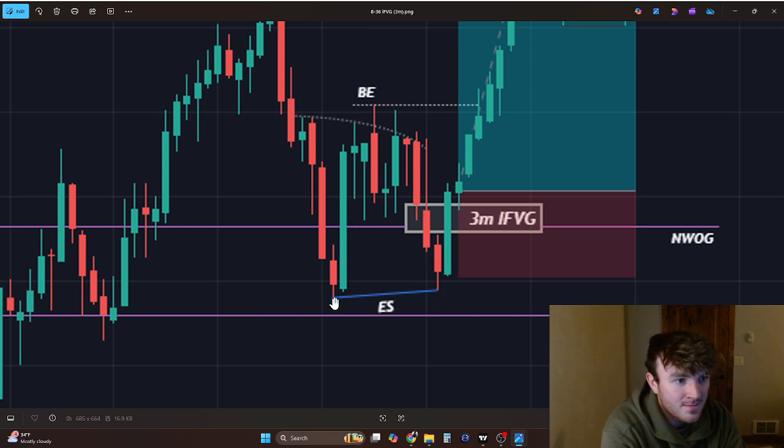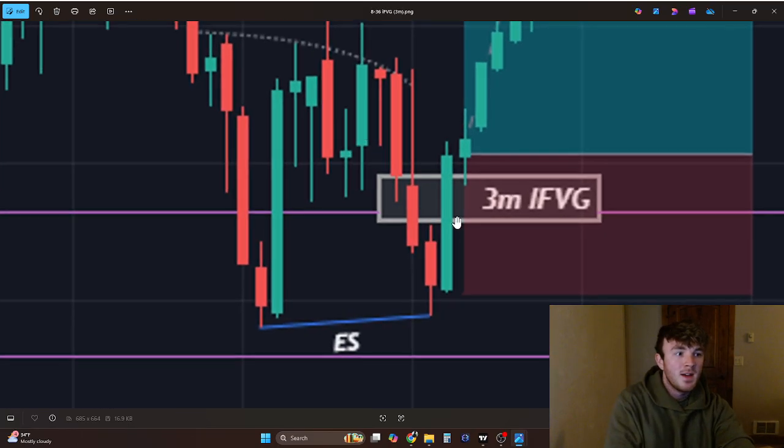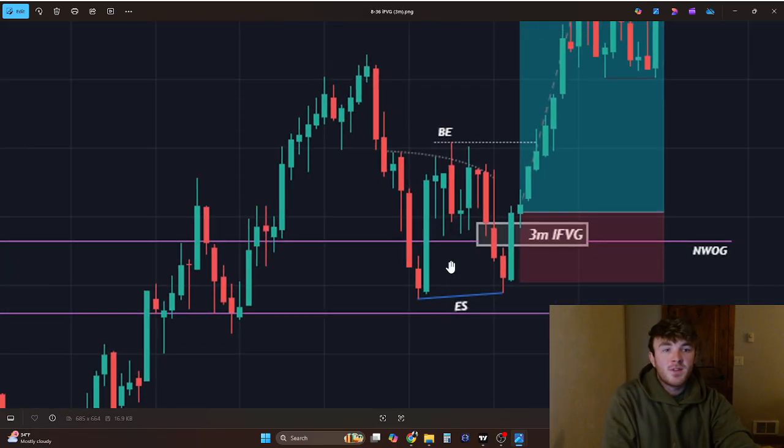And ES swept the lows. So this asset, NASDAQ, is kind of just using the rejection block and not sweeping the lows. We sweep out these lows here. So, sweep, boom. Once again, inversion fair value gap, SMT.